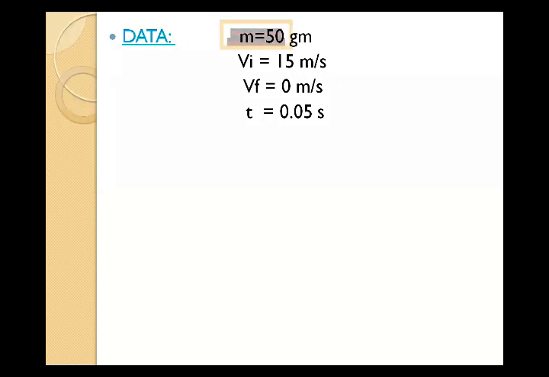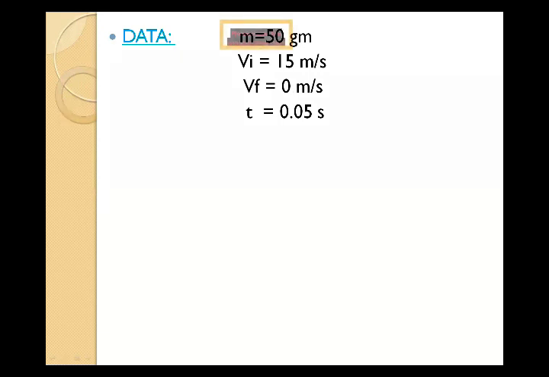We make the data, and in the data mass is given, that is 50 gram. And remember students, when we are solving a numerical, we are using SI units, and if we don't have an SI unit, we have to change it into the SI unit, and then we can use it. So the mass is given in gram, so we have to change it into kilogram. Okay, so the initial velocity is 15 meter per second and final velocity becomes 0.